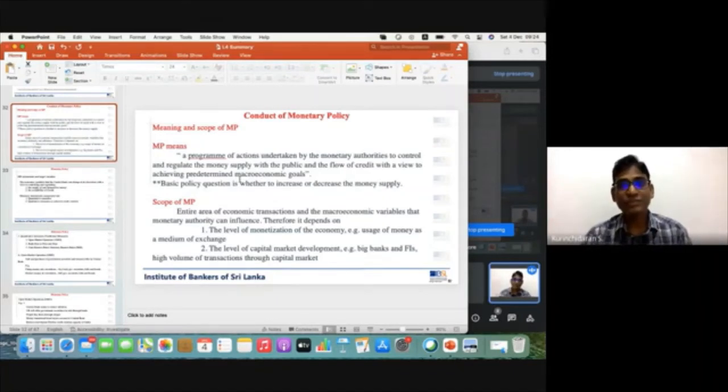Money supply with whom? With the public. And the flow of credit, the banks' credit or lending, with a view to achieving predetermined macroeconomic goals. There may be many goals, but here I'm always talking about price stability. So overall, the central bank will think, to maintain price stability, what should I do? Increase the money supply or decrease the money supply? This is the work of the central bank.